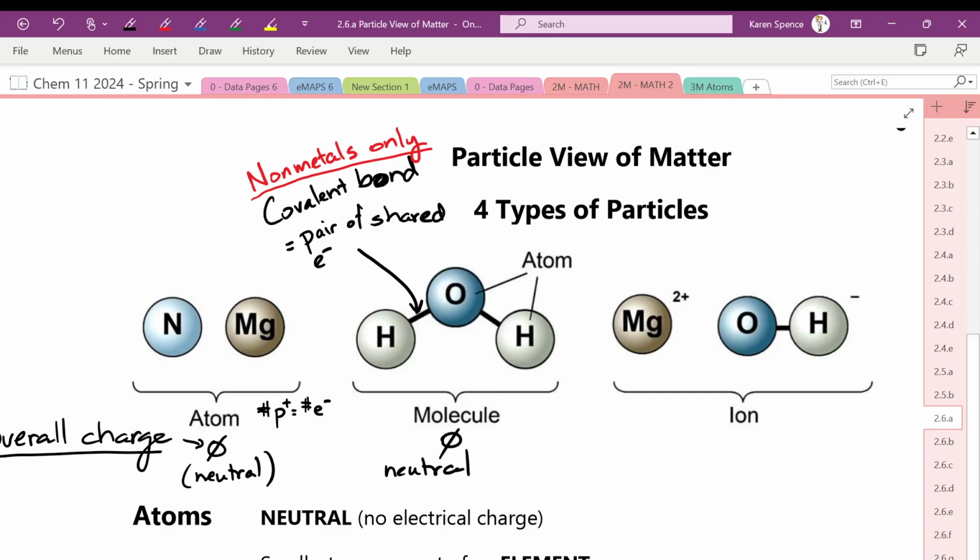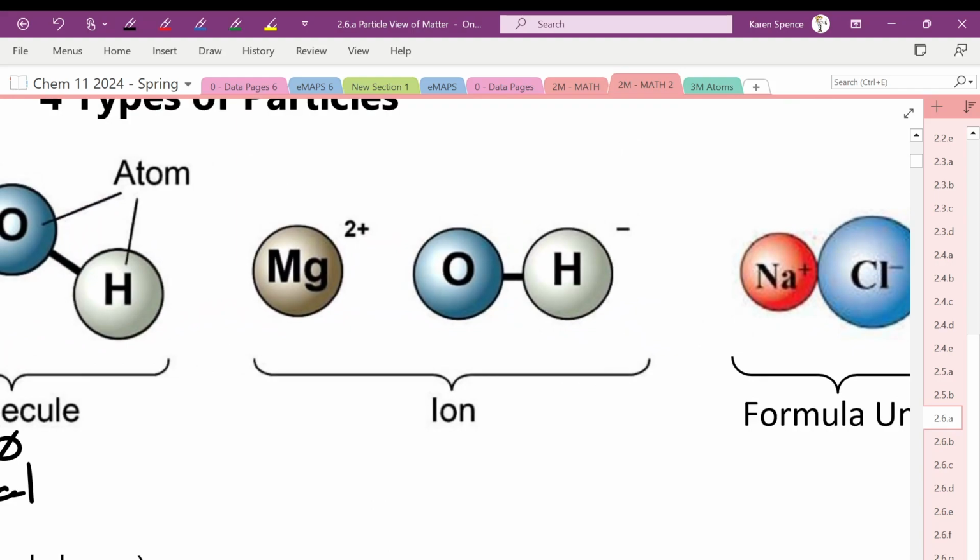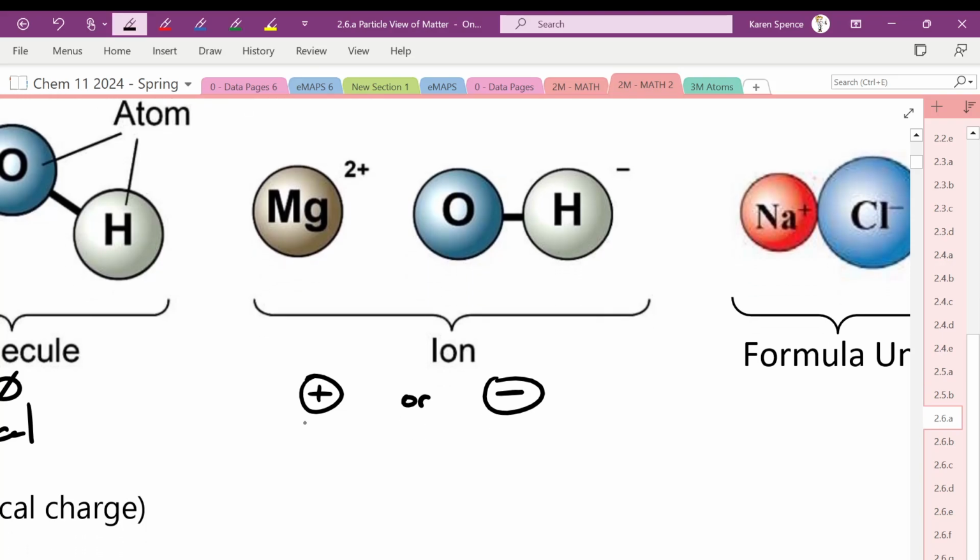Thank you. What is the overall charge of an ion? Positive or negative? If something is positive, has it gained electrons or lost electrons? It has lost electrons. If something is negative, it has gained electrons.